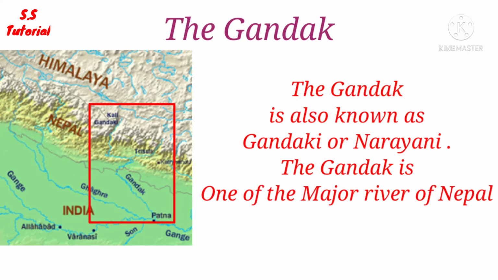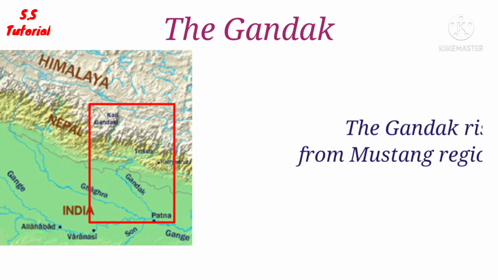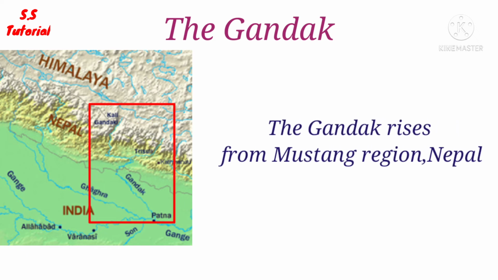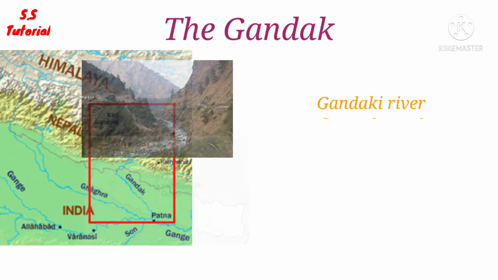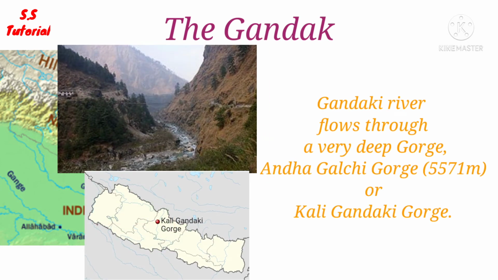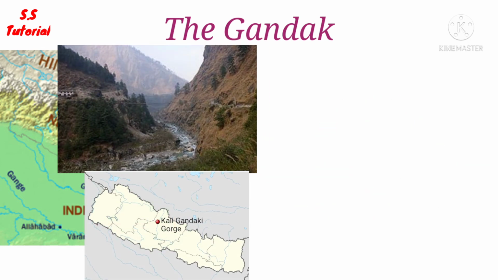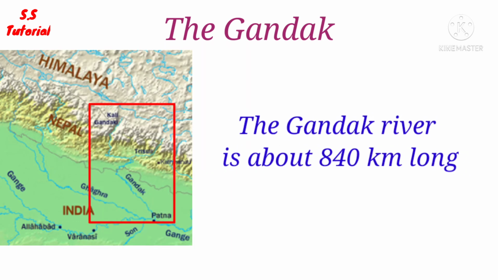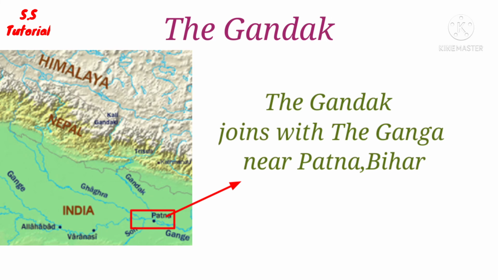Let's know about Gondog River. The Gondog, also known as the Gandoki or Narayani, is one of the major tributaries of Ganga, and is a major river of Nepal also. The Gondog River rises at the border of Nepal and Tibet at an elevation of 6,268 meters in the Mustang region of Nepal. The river flows through a very steep gorge known as the Kaligandoki Gorge or Andhagalchi Gorge. The Gondog River is about 840 km long. The river joins with the Ganga near Patna in Bihar.